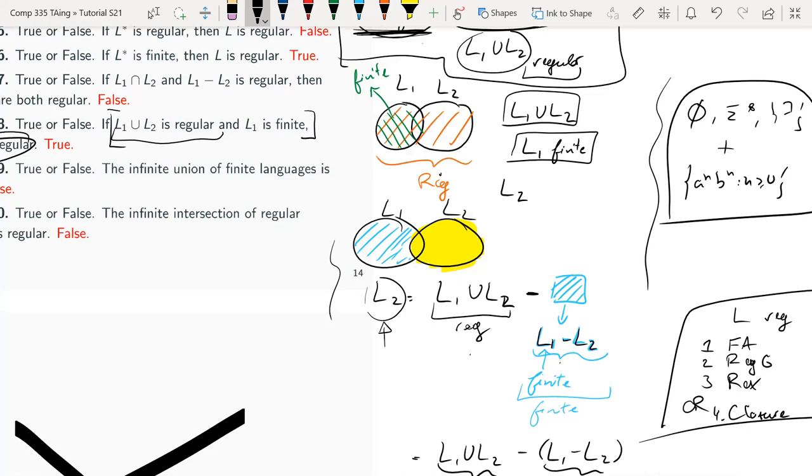Excuse me, I'm looking at our slides and I'm looking at closure properties of regular languages. And I thought that the difference between regular languages was the only one that wasn't closed under.